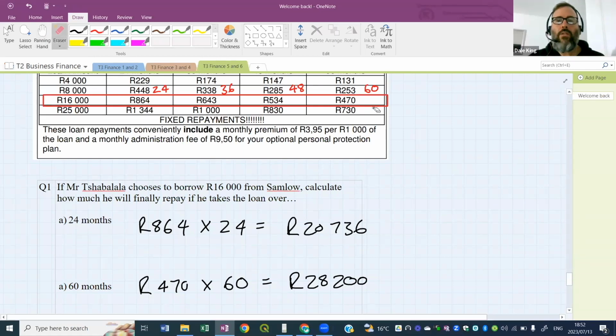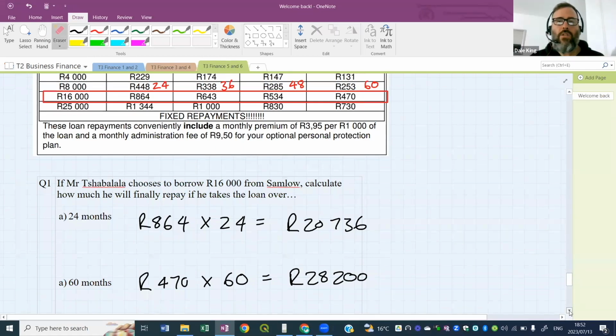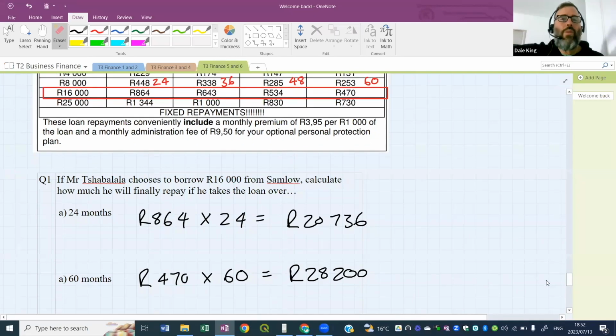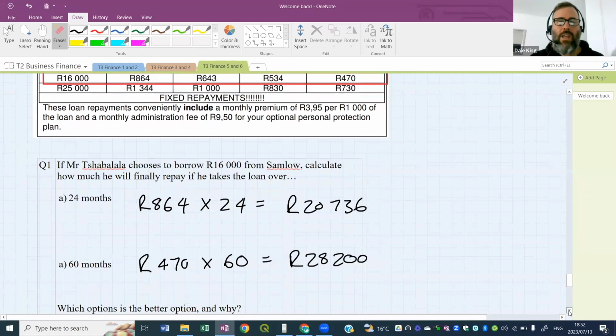You've got to be careful. Don't take a loan over a long period of time because remember, interest keeps growing over a long period of time. Try and pay it off as quickly as possible because interest can work for you. And in this case, we're seeing how it can work against you. All right, so be careful.